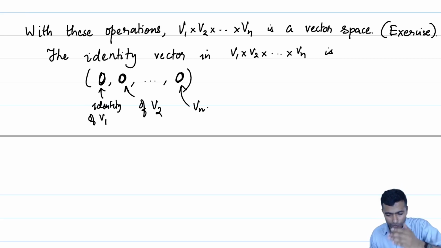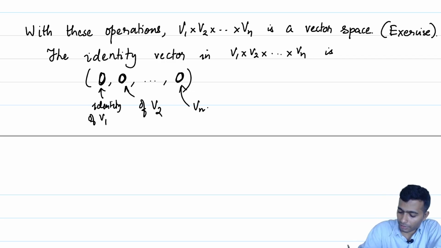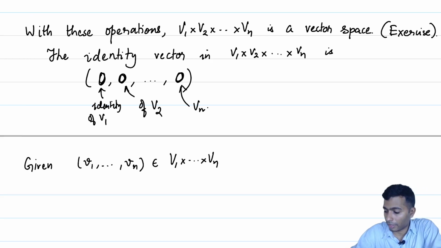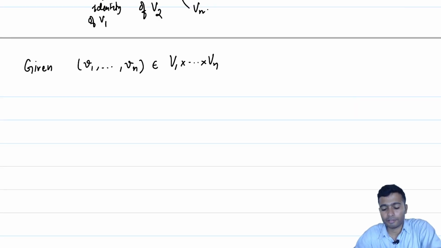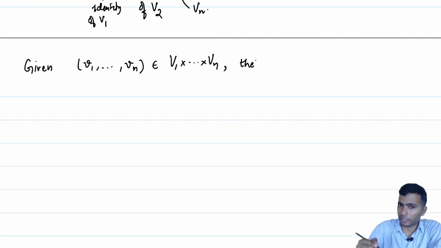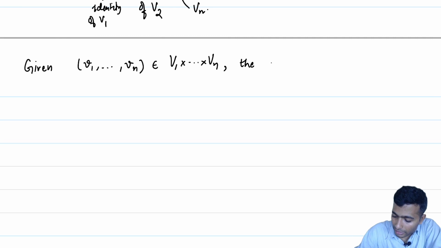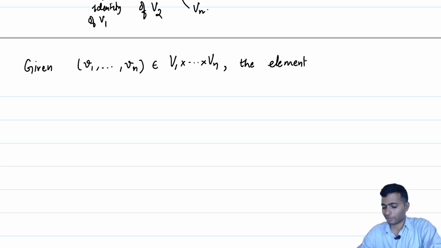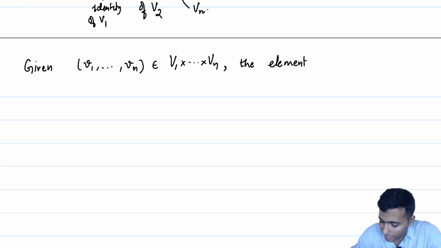Similarly, one more thing I would like to draw your attention to is the inverse. So, given say V1 to Vn in capital V1 cross up to capital Vn, recall that there exists an additive inverse of V1 V2 up to Vn, if at all it has to be a vector space. My claim is that the element, again, these will all be vectors only once it is a vector space. So, as of now we are still in the process of establishing that this is a vector space, even though I have left it as an exercise.